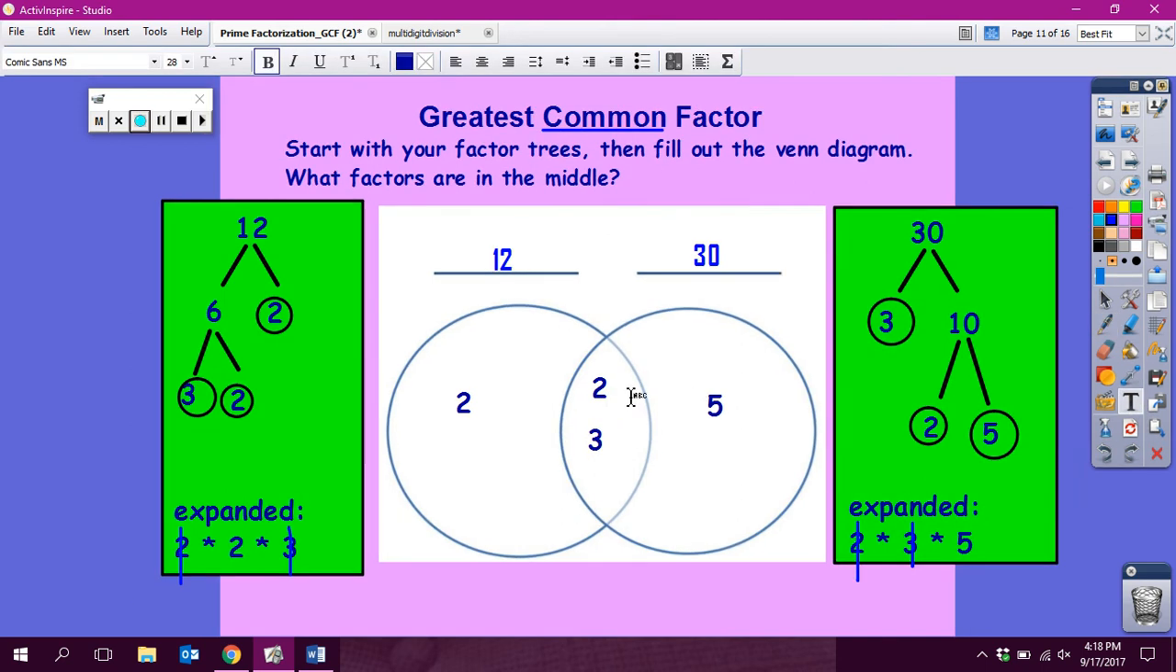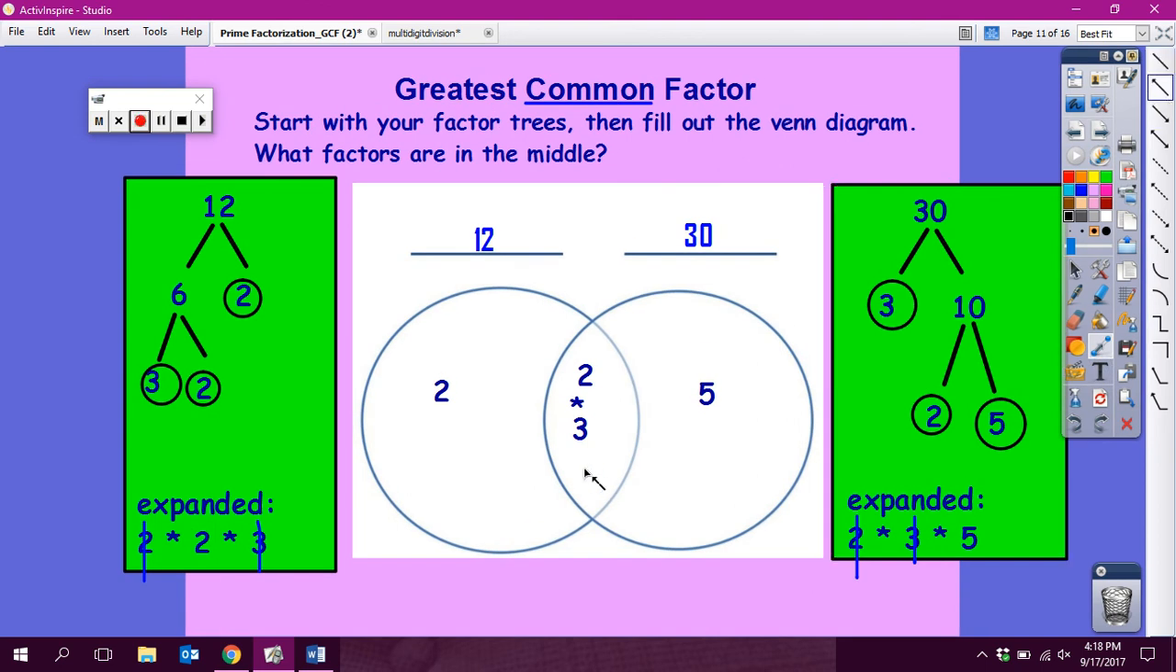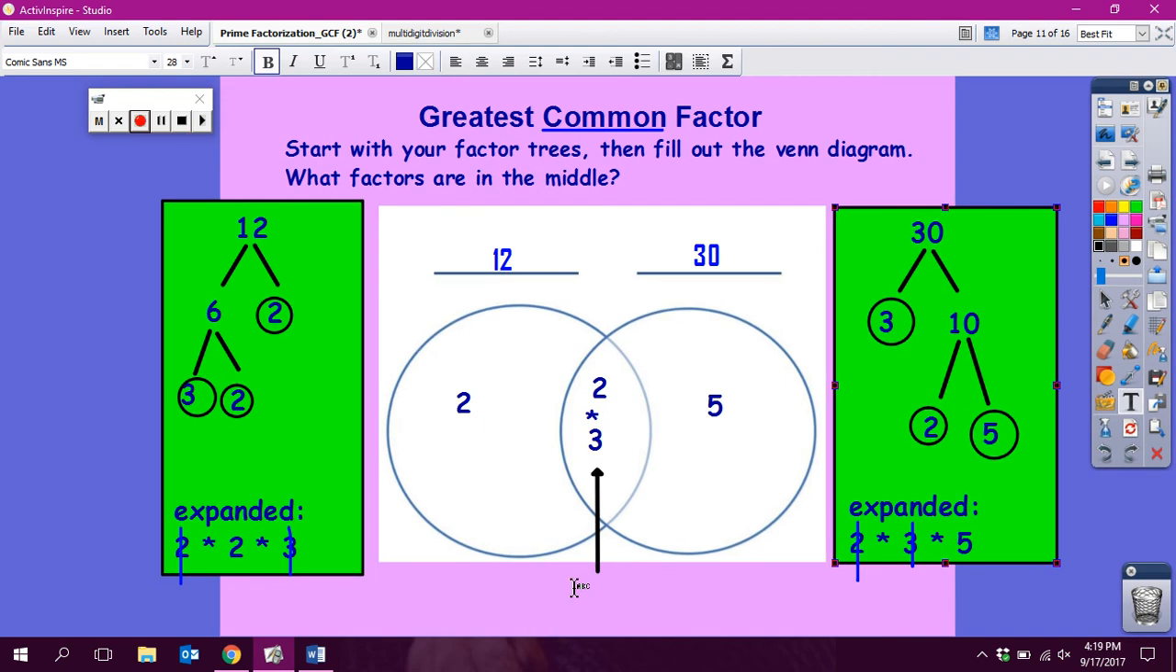Now in the middle here I have both a 2 and a 3. And what I want to do with those is multiply them together. So what is 2 times 3? Well, 2 times 3 I know is 6. So the greatest common factor of 12 and 30 is 6.